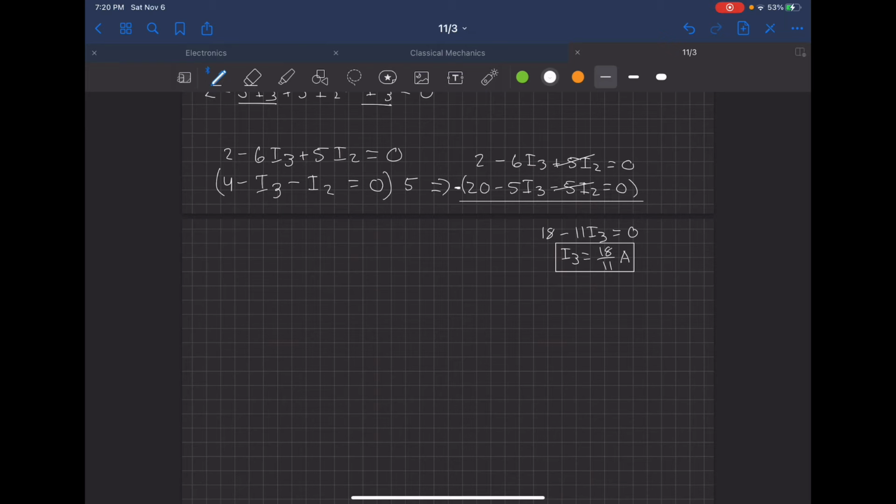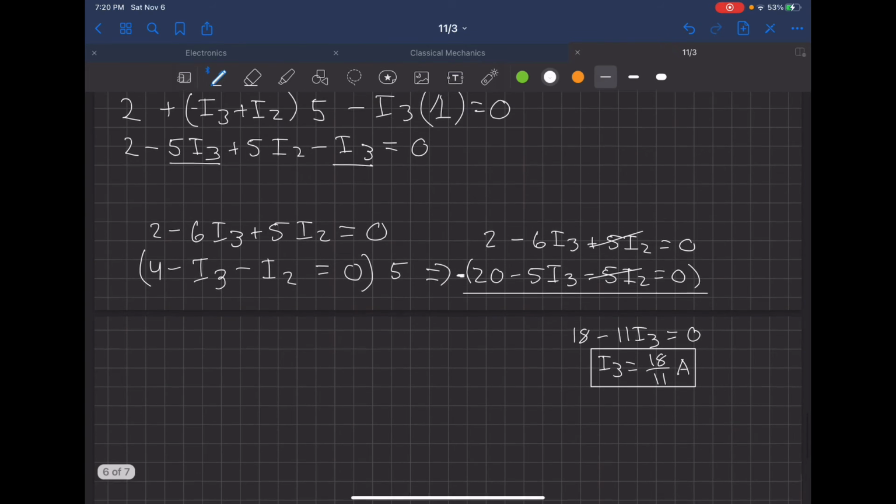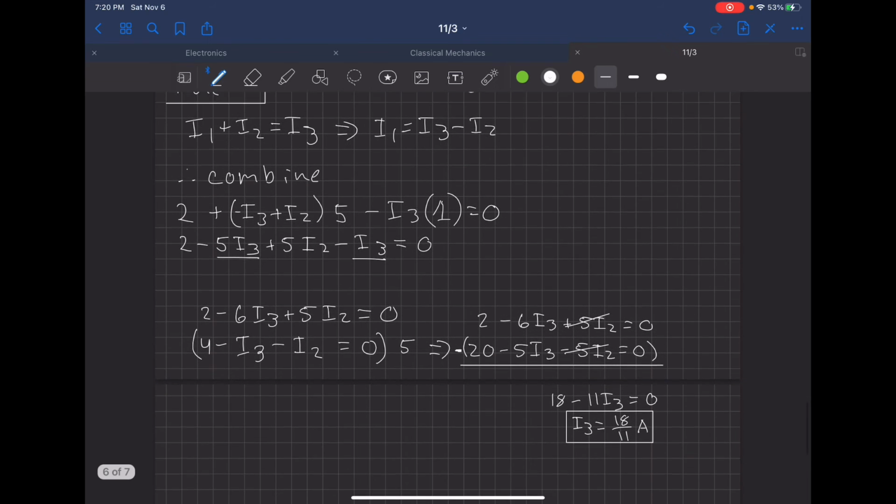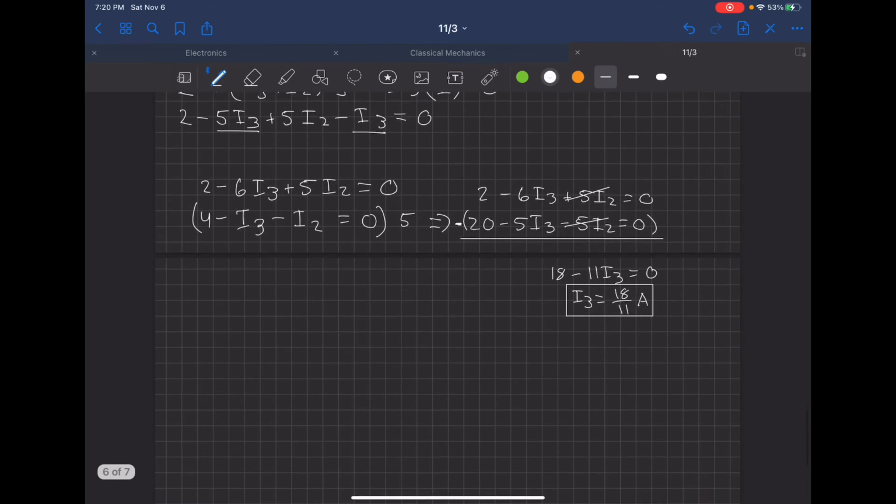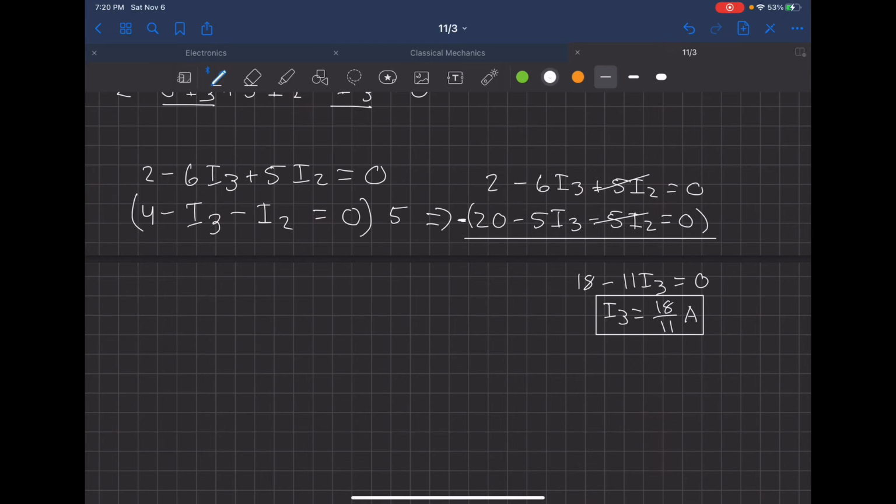Okay, so now we can just plug this back into our equations. I'm going to plug it into this guy right here to solve for I2. So we can just see that 4 minus I3, which we know is 18 over 11, minus I2 is equal to 0. So then from here, we can subtract everything over. Minus 4 plus 18 over 11. This is out of my mental math range. Actually, I guess I'll just do it the long way.